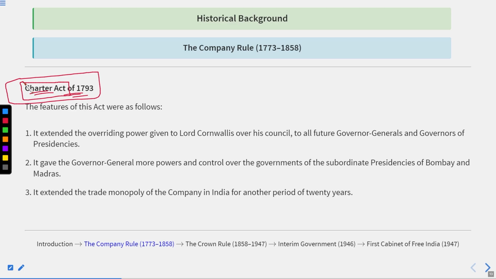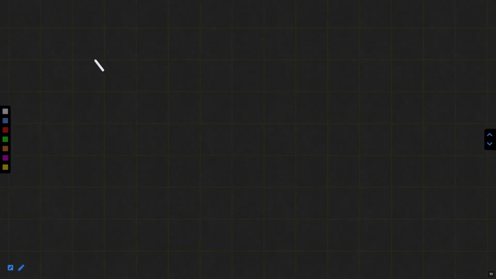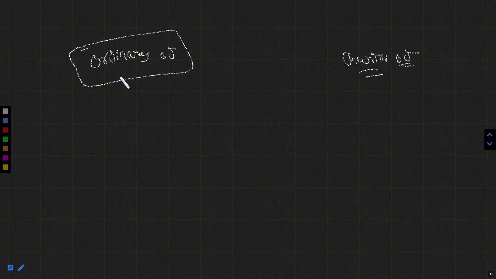The rest of the other acts which we have seen so far were not Charter Acts. But here we are going to talk about the Charter Act. Now, what is the difference between those acts and this act? Remember that there is an ordinary act, and there is a Charter Act. Ordinary act means that it is non-chartered, and Charter Act means it is a chartered act, right?